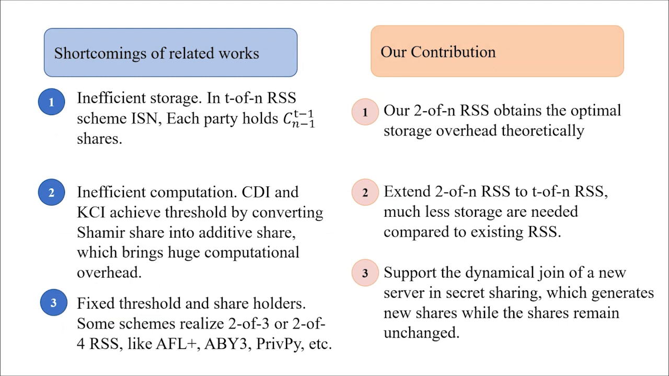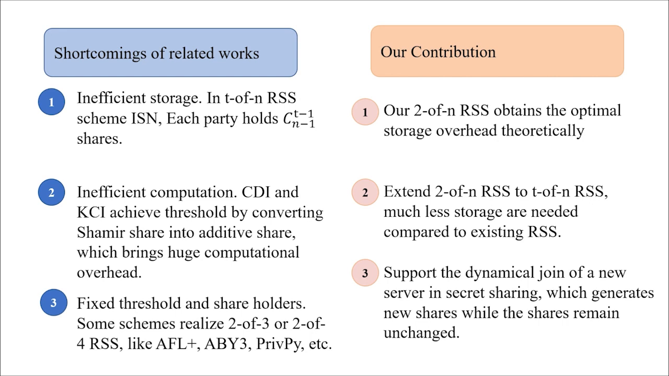Existing schemes have inherent shortcomings. Some have inefficient storage: each party holds combination N-1, T-1 shares in the TLN RSS scheme. Some have inefficient computation: CGI and KCI achieve the threshold by converting Shamir shares into additive shares, which brings huge computational overhead. Some apply only to a fixed threshold, like 2-out-of-3 or 2-out-of-4, realized by AFL+, ABY3, Pre-PY, etc.